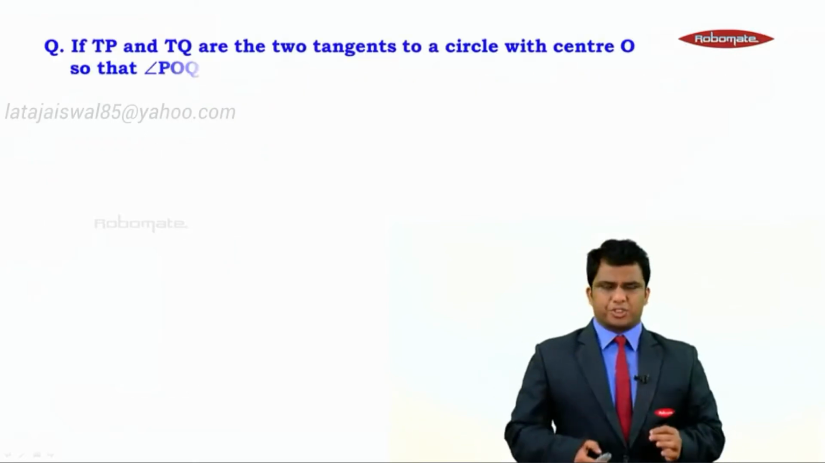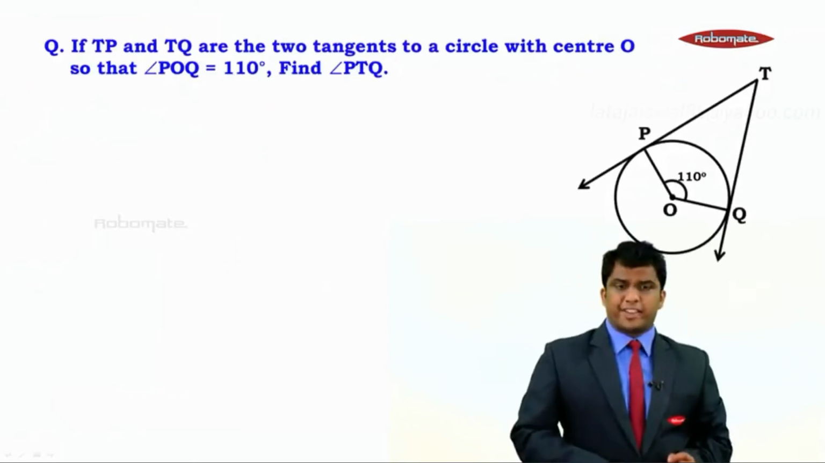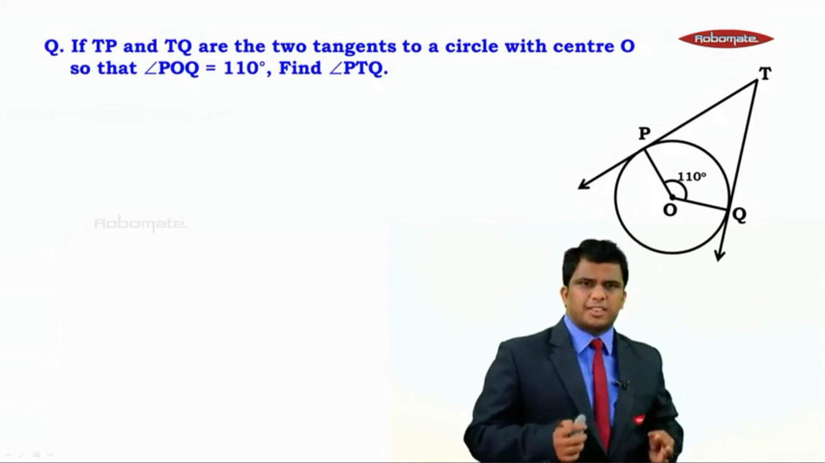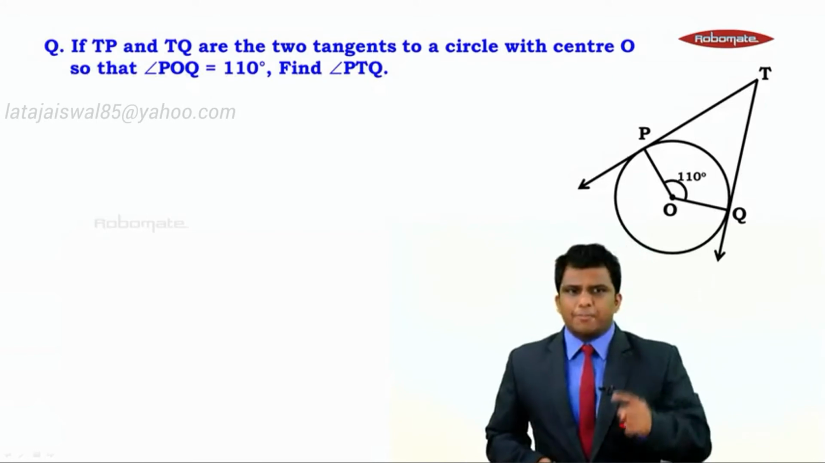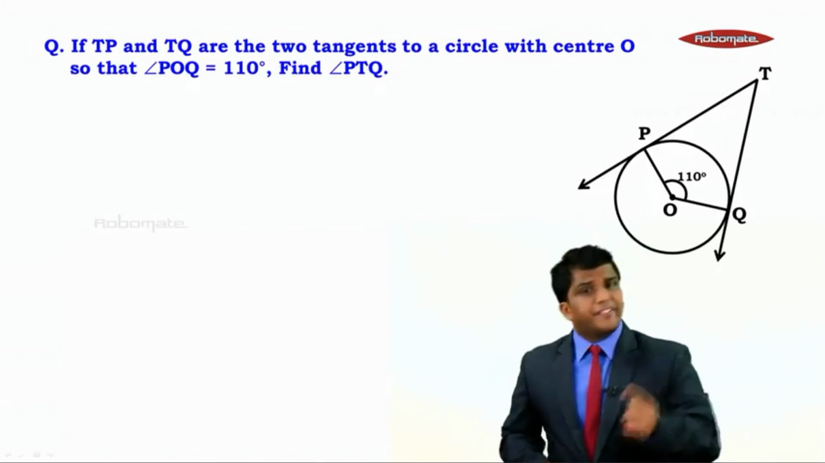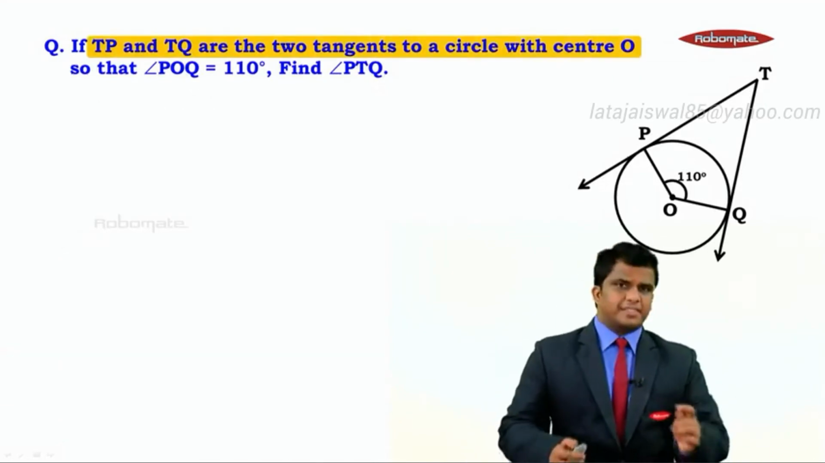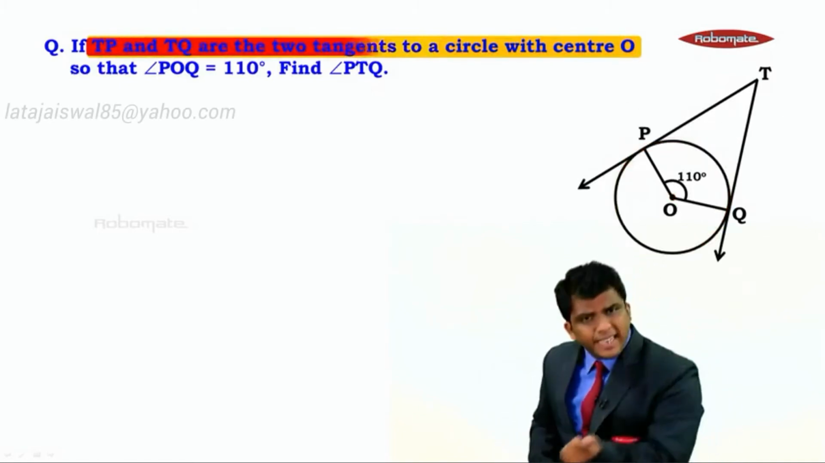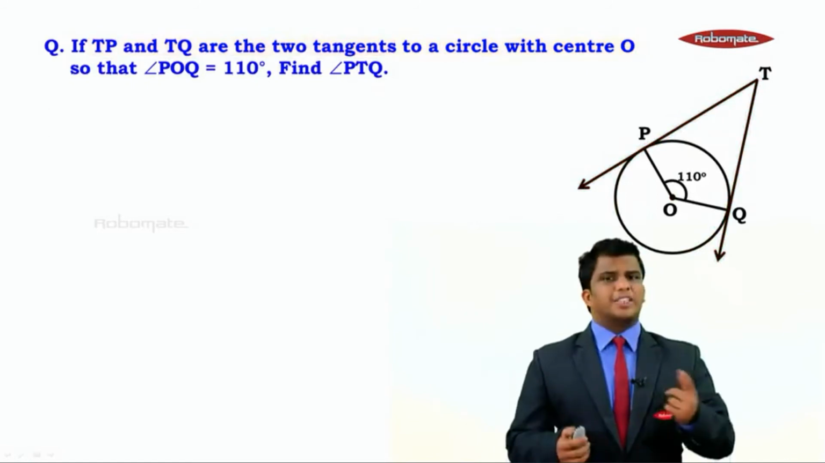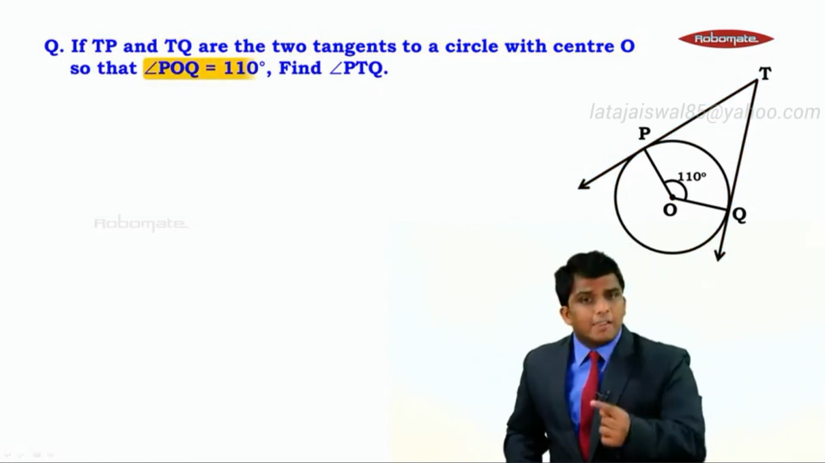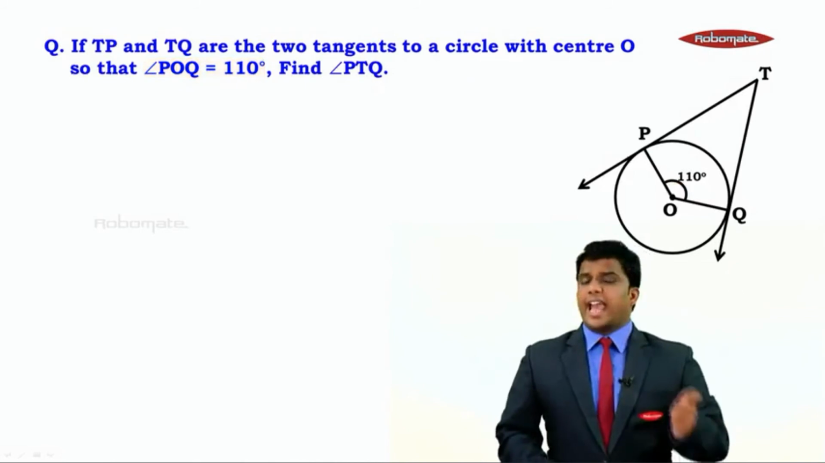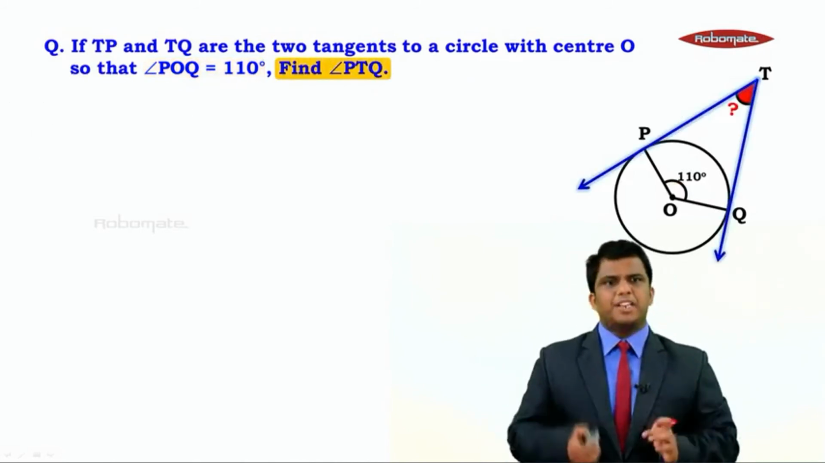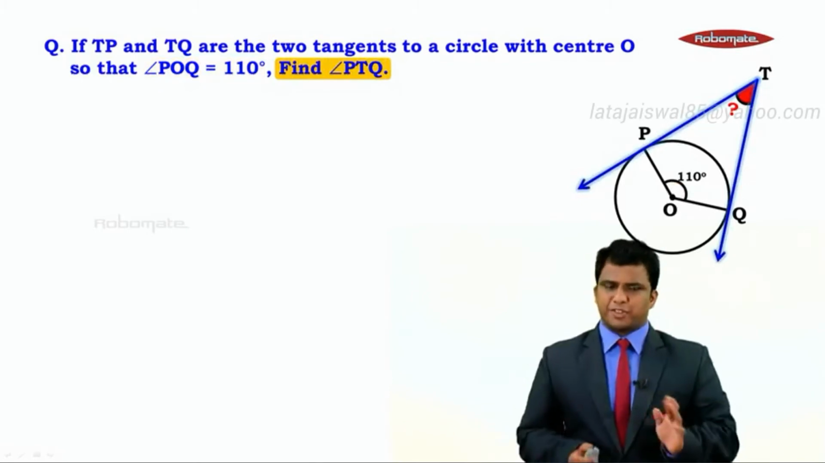Let's solve some sums based on this. Now we have a sum supported with a figure, and in the figure it says that TP and TQ are the two tangents to the circle with center O, so that angle POQ is 110 degree. Find angle PTQ. So we have a circle whose center is given as O, which is very clearly visible to us. Further, PT and TQ are the two tangents. We can see angle POQ is 110 degree. And what we need to do is find angle PTQ. So we can see angle PTQ, and its measure is a question mark for the time being.